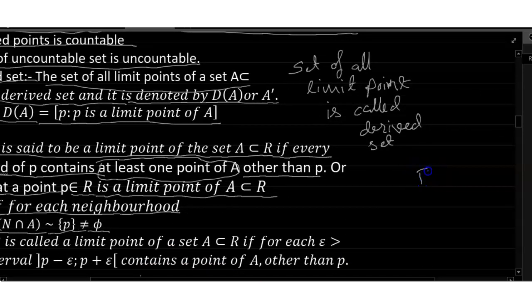This is the point P, and it belongs to an open set, or you can say an open interval. Suppose this is P, the center is P, and this is epsilon, and this is epsilon. So my set is P minus epsilon and P plus epsilon. P belongs to this, and this is the open interval.